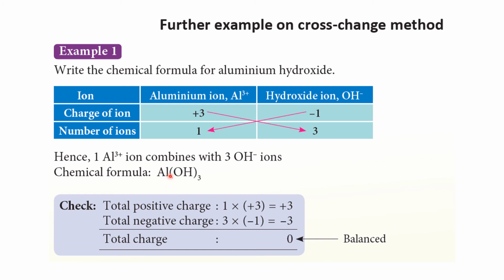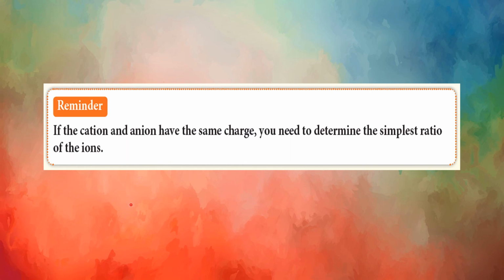So how to write the chemical formula? You take the Al, the aluminium. You don't write anything for the subscript, because you exchanged with 1. And then the hydroxide: you put 3, because the positive charge of the cation is 3, so you put 3 down here. So this is the chemical formula for aluminium hydroxide, Al(OH)3. Here's a reminder: if the cation and anion have the same charge, you need to determine the simplest ratio of the ions.